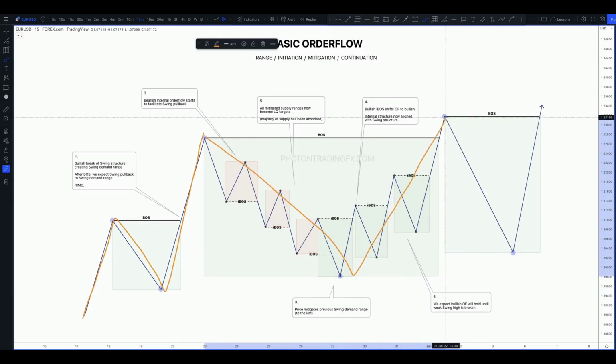And then we get another swing break of structure. And then again, we pull back and then we move up. Super, super simple. So what happened in terms of order flow with that larger swing structure?